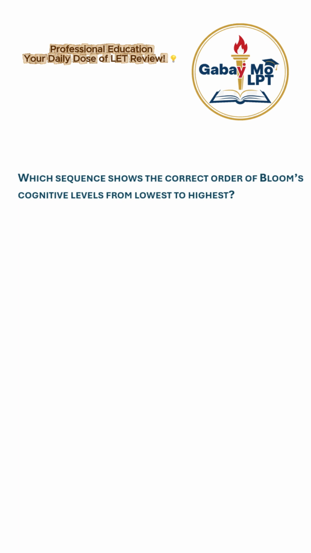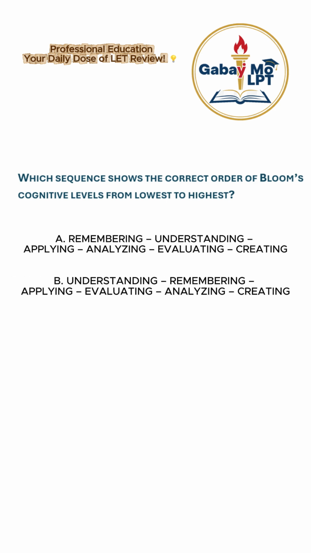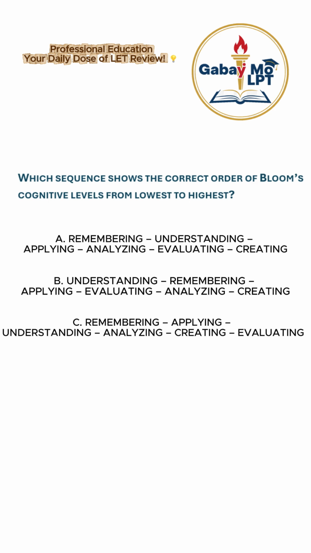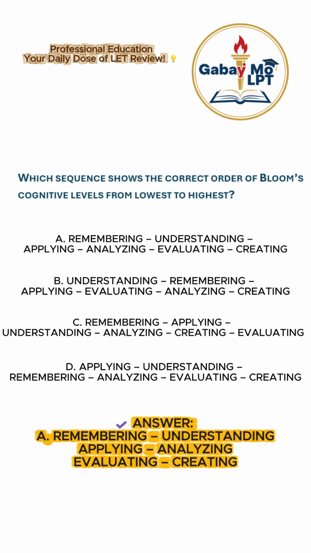Which sequence shows the correct order of Bloom's cognitive levels from lowest to highest? A. Remembering, understanding, applying, analyzing, evaluating, creating. B. Understanding, remembering, applying, evaluating, analyzing, creating. C. Remembering, applying, understanding, analyzing, creating, evaluating. D. Applying, understanding, remembering, analyzing, evaluating, creating. Answer A. Remembering, understanding, applying, analyzing, evaluating, creating.